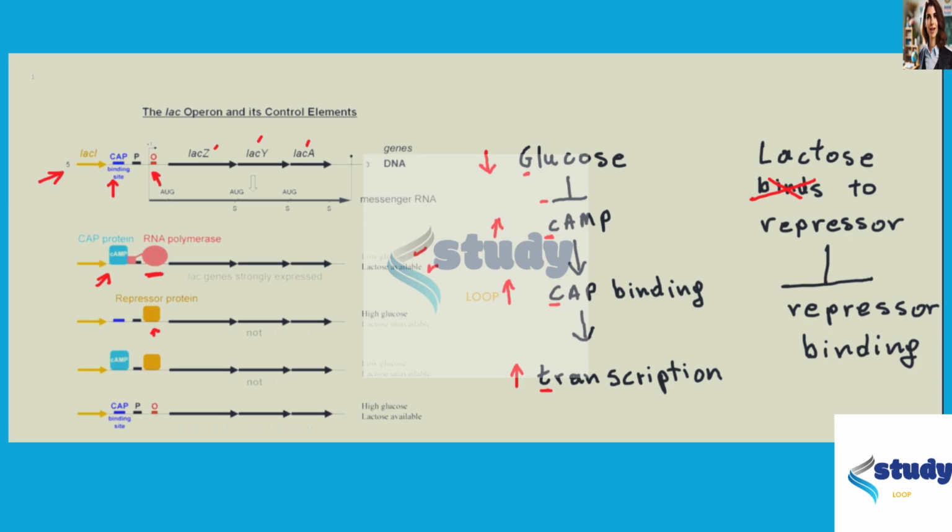Choice C, the repressor will not bind the operator in the presence of lactose. That is not true, because that would happen only if things were working correctly. Choice D, the repressor will not bind the operator, and that's the same reasoning as C, so choice B is the clear winner here.